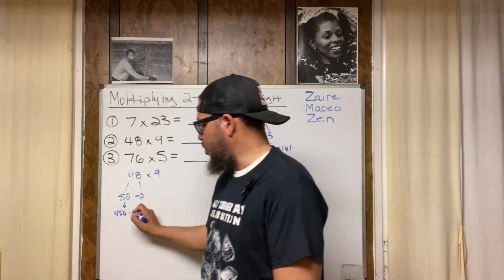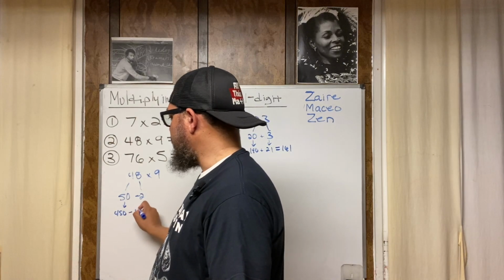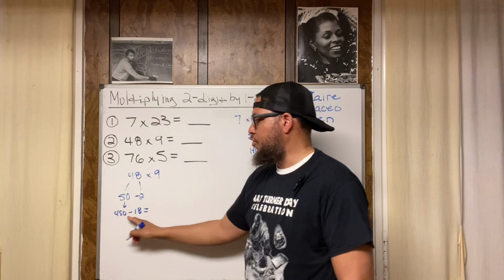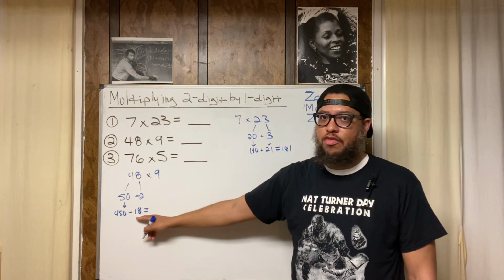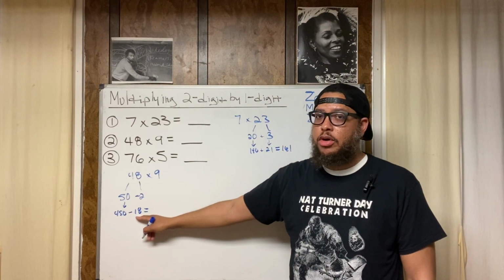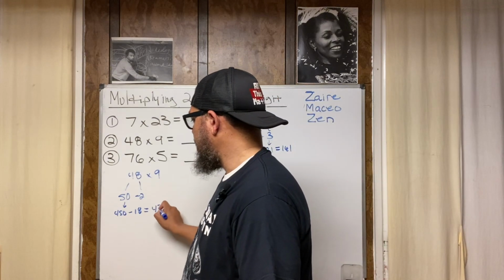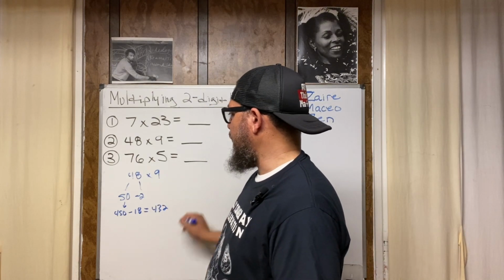All right. So instead of doing plus 18, we're going to do minus 18. So 450 minus 18, we could do 450 minus 10 and get 440. And then we could do 440 minus 8 to get 432. 432. Now, real quick, watch this.